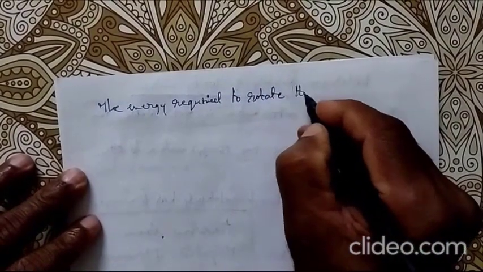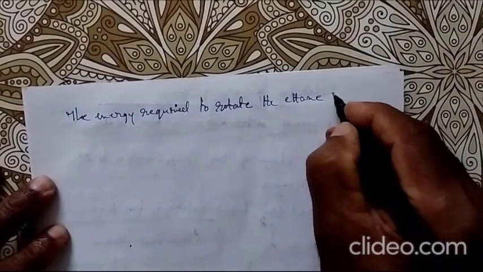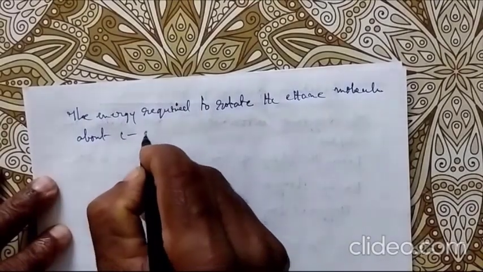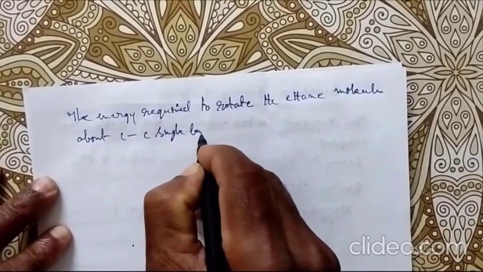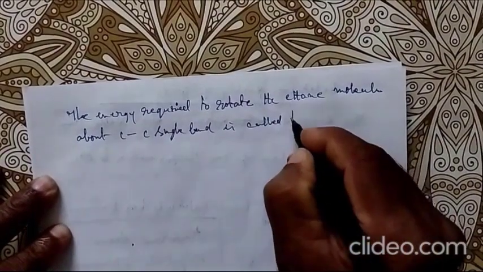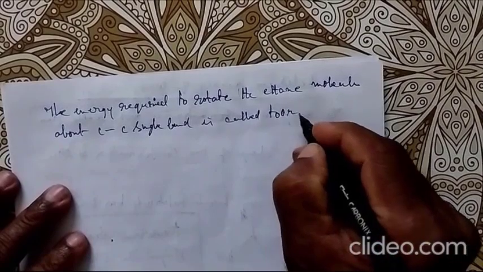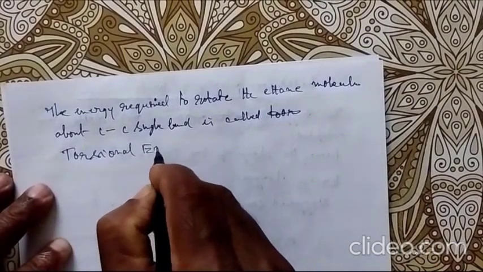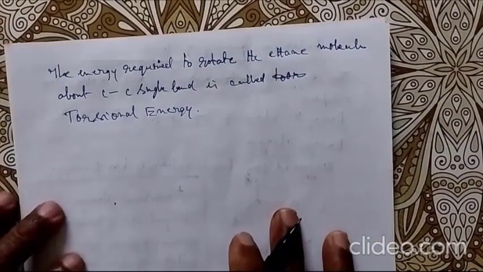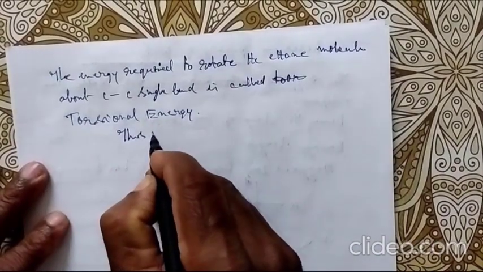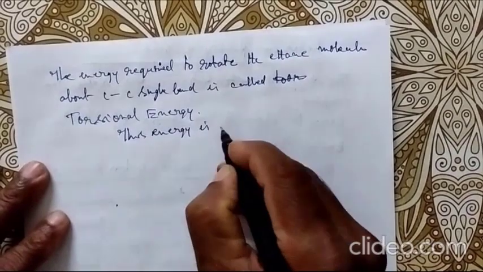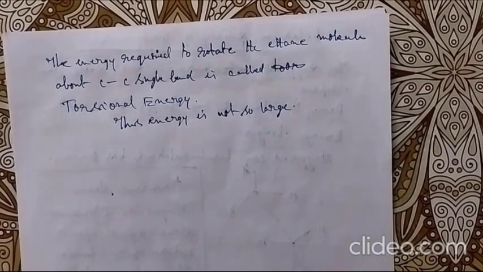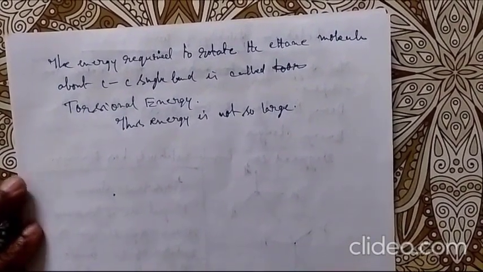So the energy required to rotate the ethane molecule about the carbon carbon single bond is called torsional energy. See, this energy is not so large. Because of this energy difference, the conversion of one form into another form does not stop.